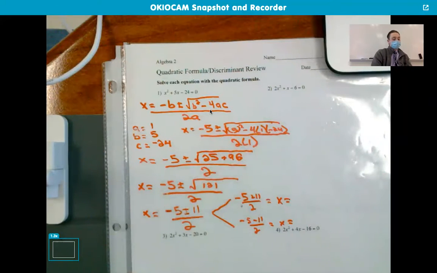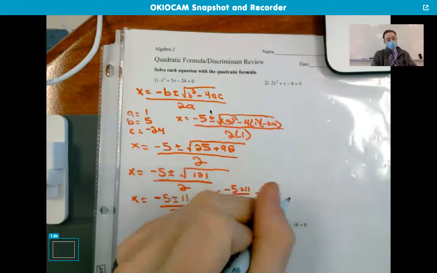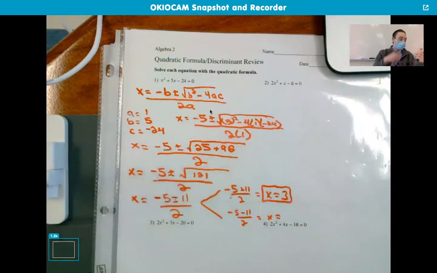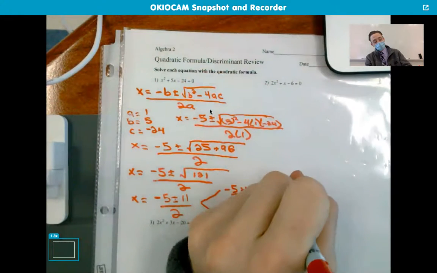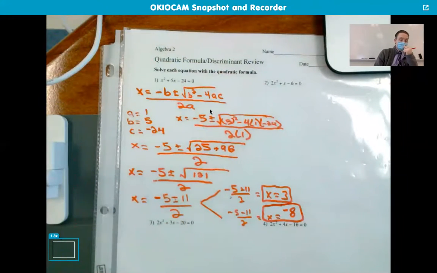Well, then with that being said, negative 5 plus 11 is going to give me 6. 6 divided by 2 is going to give me 3. Take it step by step, simplify the numerator, and then divide. Negative 5 minus 11 is negative 16. Negative 16 divided by 2 is going to give me negative 8. So my two solutions are x equals 3 and x equals negative 8.